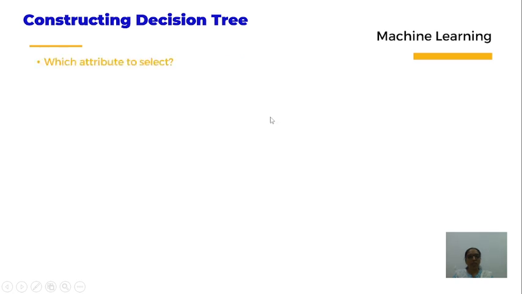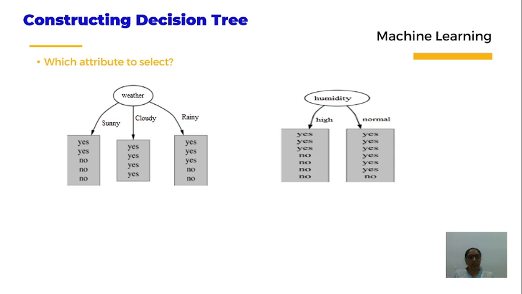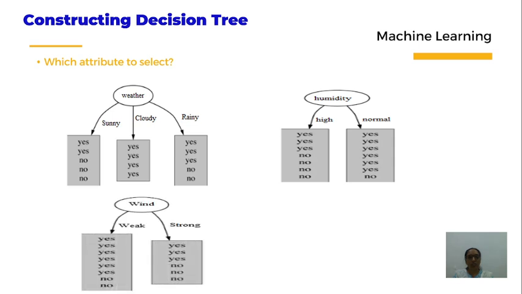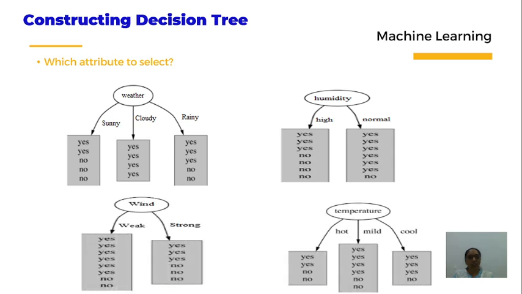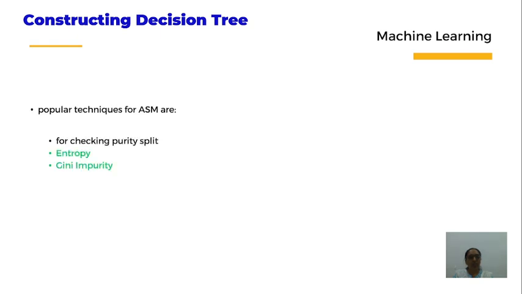So here, first we want to choose the attribute, or which attribute to select. Whether we should select the weather, or the humidity, or the wind, or the temperature. So how do we take that decision? Which attribute should be selected as the root node? For that, the attribute selection measure is a technique used for selecting the best attribute for the root node and for the subnodes.